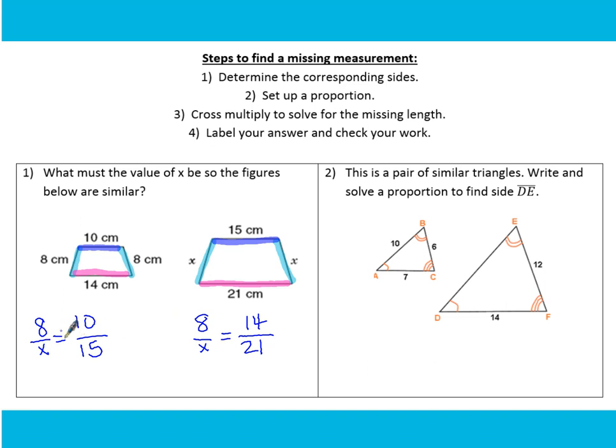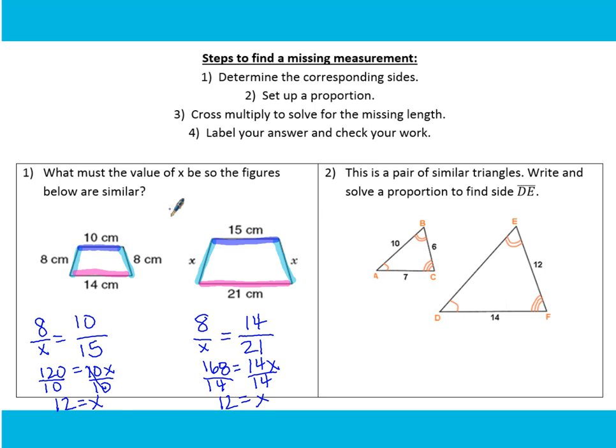So we're first going to cross multiply. 8 times 15 gets us 120, and x times 10 is written as 10x. To solve for x, we divide by 10 on both sides, and that's going to get us 12 equals x. And we're just going to double check that that works on the other proportion as well. 8 times 21 equals 168. x times 14 is 14x. We get x alone by dividing by 14 on both sides, and that's going to get us 12 equals x again. So it looks like 12 is the correct answer, and that's one way we can check: by doing it both ways and making sure we get the same number from each proportion.